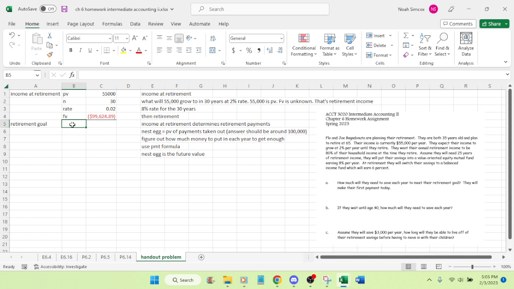So this, their payment per year is going to be equal to negative 0.8 times this. So they want to make this much, they want to be paid this much every year for 25 years. So then what?